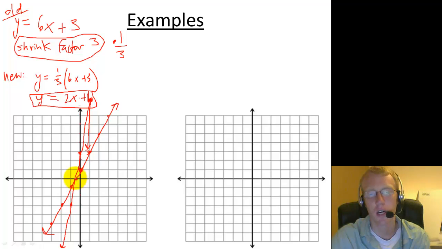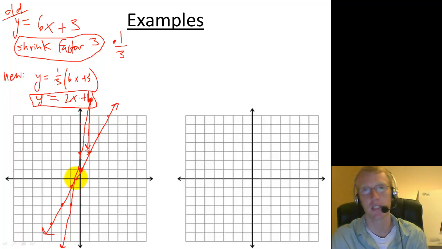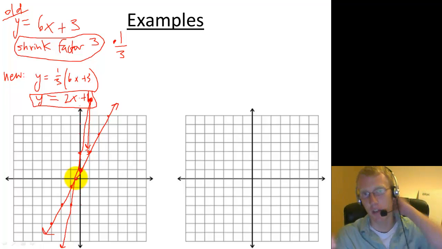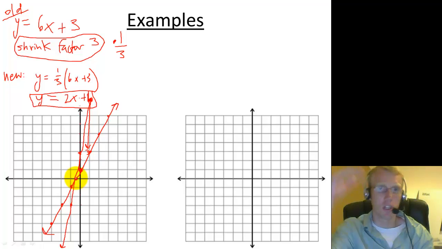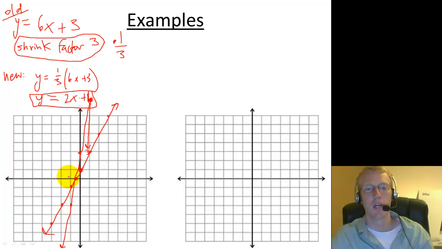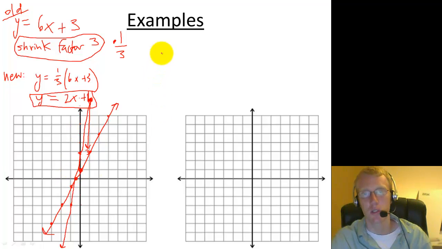This point where they cross is right on the x-axis. Similar to reflections, if you're on the x-axis and you reflect, you have nowhere to go. If you're on the x-axis, your height is 0. So if you stretch or shrink 0, it's going to stay at 0. So when you stretch or shrink graphs, they will cross on the x-axis. You should write that down. These will cross on the x-axis.